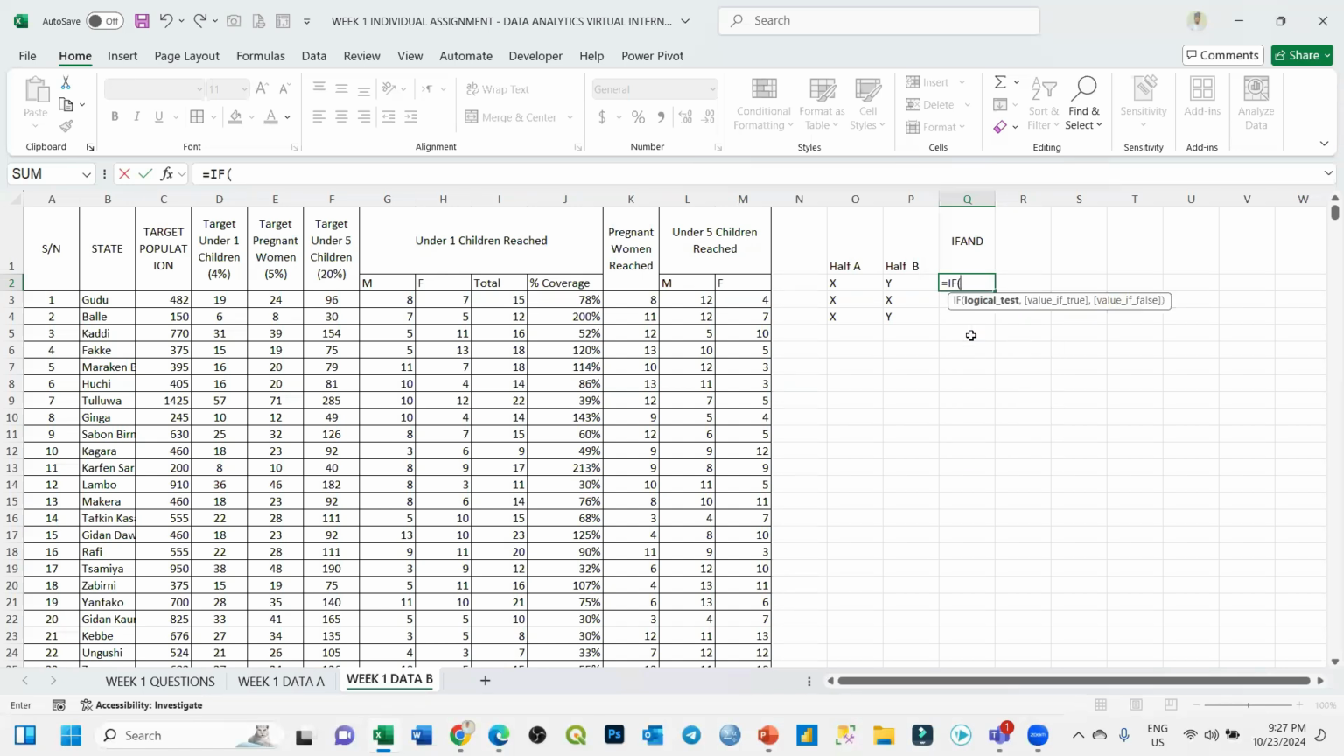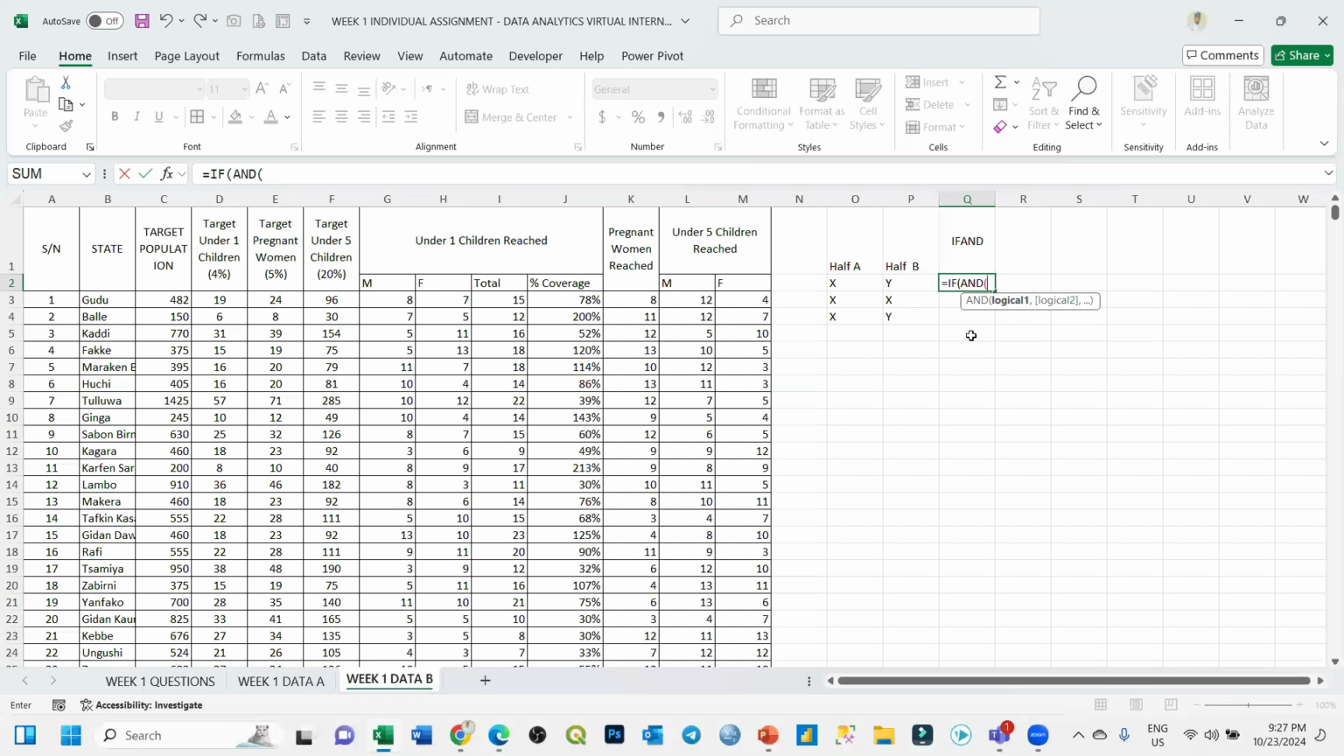We are going to say equals IF, open bracket. Now we need to put our logical expression of AND immediately after this open bracket. We are going to say AND. That means we are going to pass two logics in our IF function, and these two logics must be true for us to have the value that we want, whether females or males.